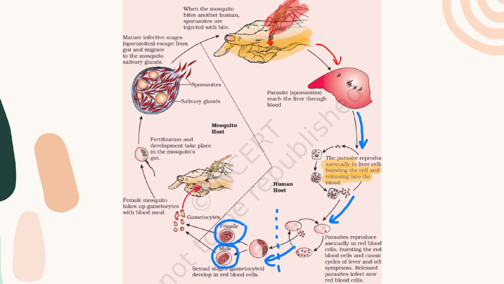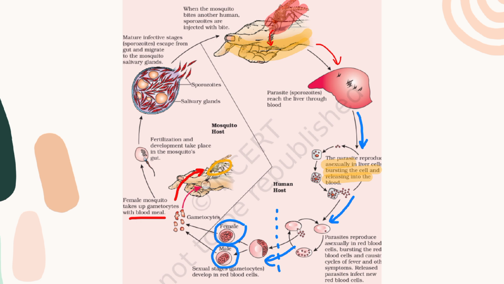Now we have a healthy mosquito here. When this healthy mosquito bites an infected human, these gametocytes, that is the male gamete and female gamete, which are present separately in the blood of an infected person, are taken up. See here, this infected person's blood is taken by the healthy mosquito. So these gametocytes are transferred to the healthy mosquito, and now this mosquito becomes infected.